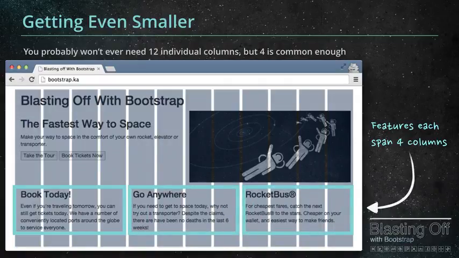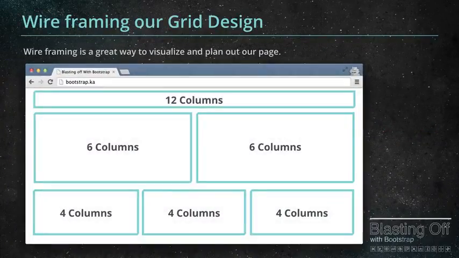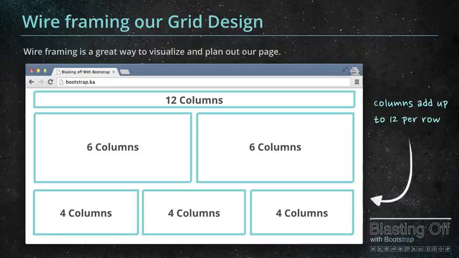So what do all of these have in common? Well, if you add up the number of columns in every row, it always equals 12. If we were to wireframe our grid design, it might look a little like this. We have our 12-column header, our 2 6-column main sections, and then our 3 4-column features. Remember, each row of data adds up to use all 12 columns in each of these cases.